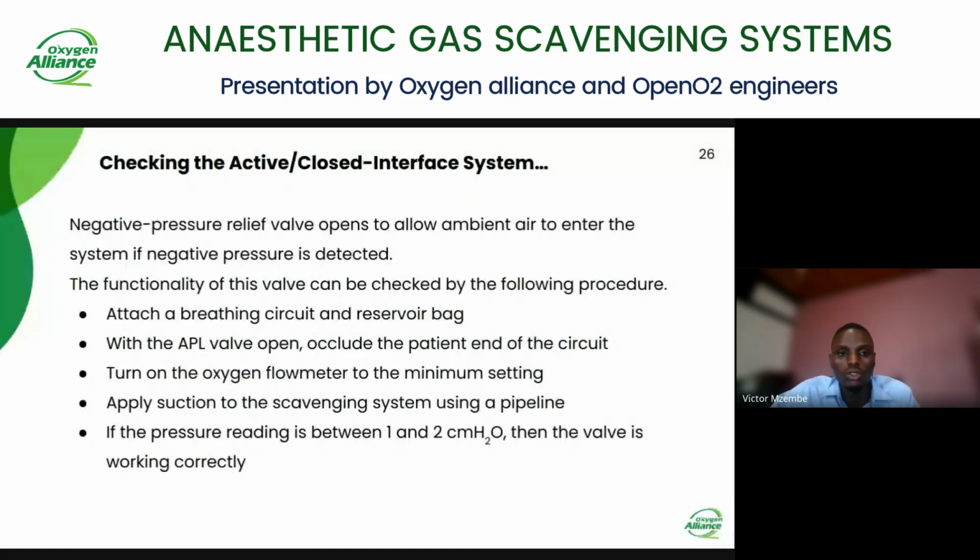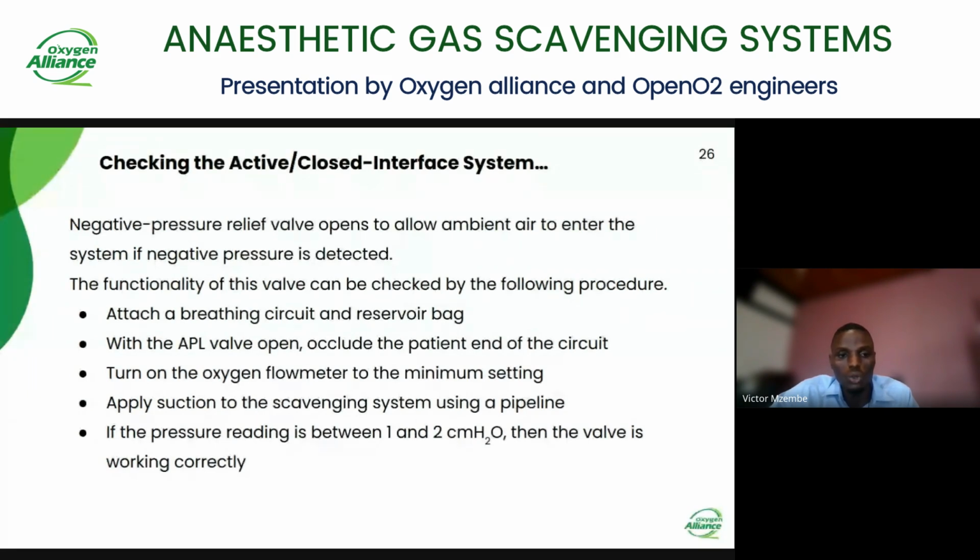Then going forward, you also need to check the functionality of the negative pressure relief valve. The negative pressure relief valve opens to allow ambient air to enter the system if negative pressure in the system is detected. This is because if there is negative pressure within the system, it might pull away the fresh gas being delivered to the patient. So it means that the patient won't be able to breathe in the anesthetic gas. The functionality of this valve can also be checked by the following procedure.